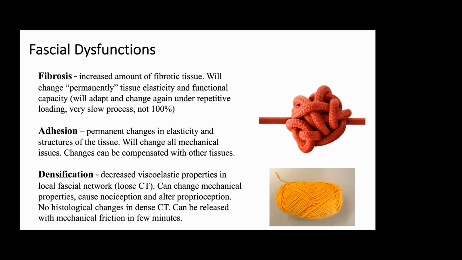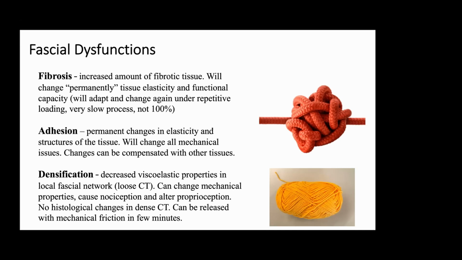A couple of words about the fascial dysfunctions, because we can have fibrosis, which is an increased amount of fibrotic tissue, and then it's more or less permanent. We can adapt and change things. We can have the tissue more elastic, but it's a very slow process. When we are having adhesion, it's also a permanent change in elasticity and structure of the tissue. And these changes can be compensated with other tissues. So when we do things, we can increase the viscoelasticity of the tissues, but we are not getting rid of the fibrosis or the adhesion.